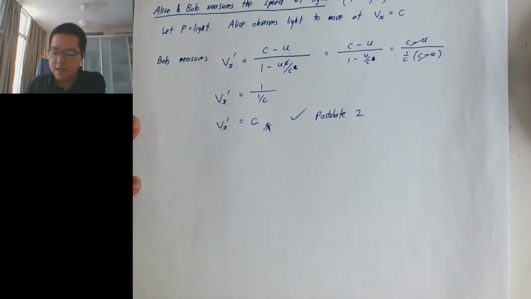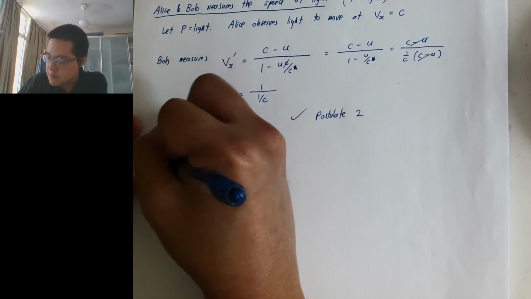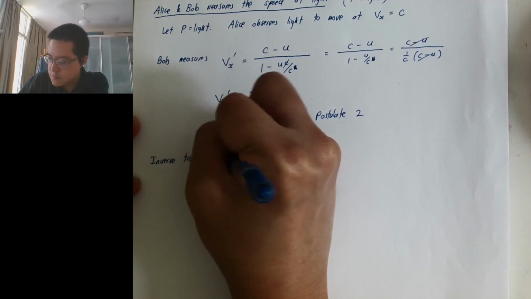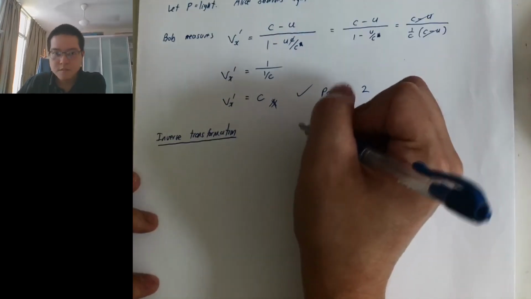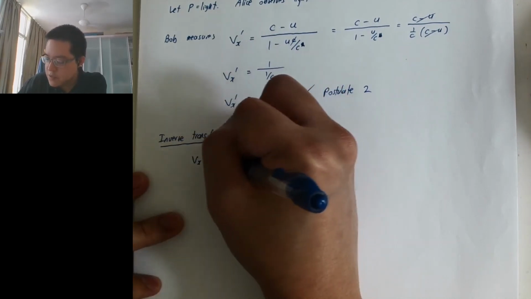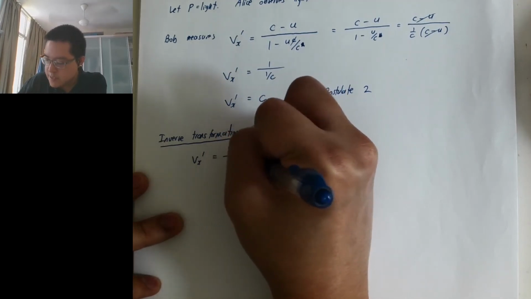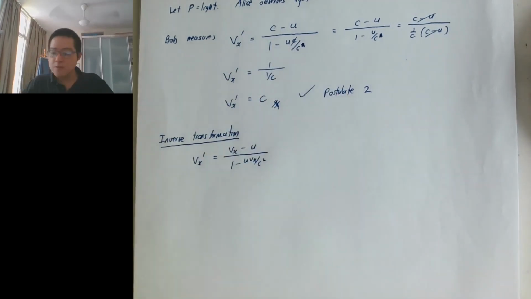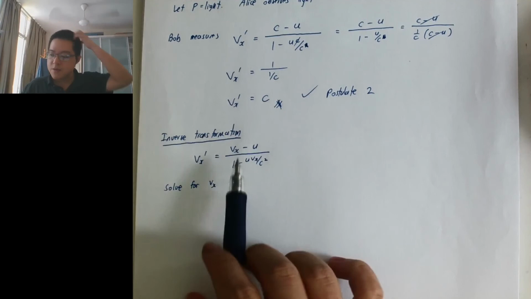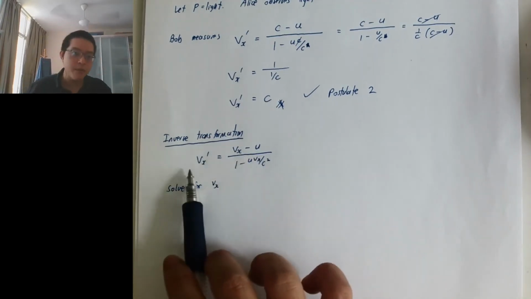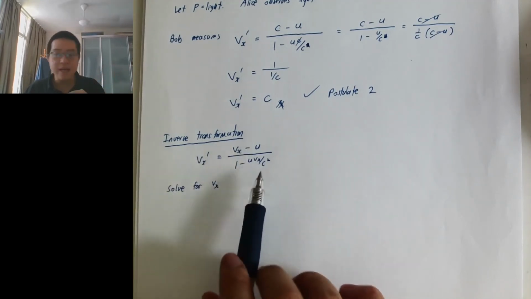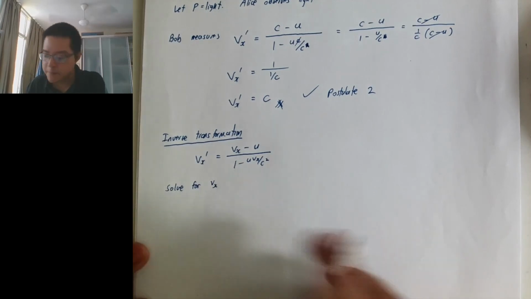The next thing I want to discuss is the inverse transformation. I start with this formula: Vx prime equals Vx minus U over 1 minus U Vx over C squared. Inverse transformation means we invert it, so I want to solve this equation for Vx. Given Alice's result, I can calculate what Bob gets, but if I know Bob's result, then I can calculate what Alice gets. That is like the example we just did, but now we do it in a more general way.